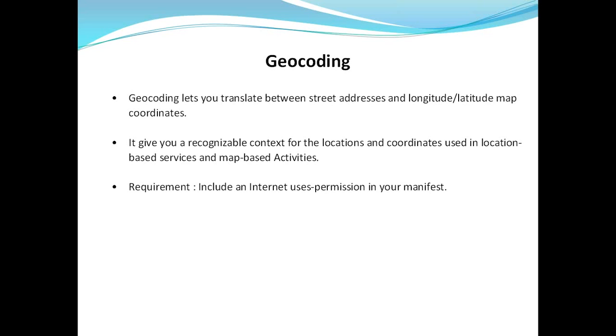Geocoding gives you recognizable context for locations and coordinates using location-based services and map activities. A major requirement is that we need to include an internet permission in our manifest file. Because we are entering the Google Maps arena, to access Google Maps you need to connect to the internet. Android is a secure system, so we need to include the internet user permission. Without this permission, you can't access Google Maps.